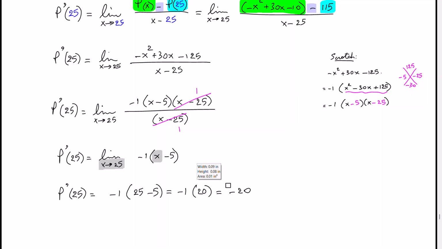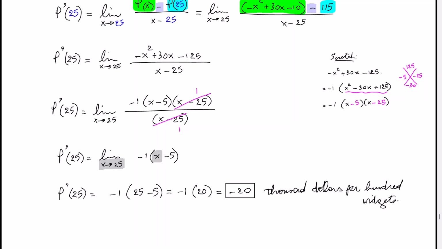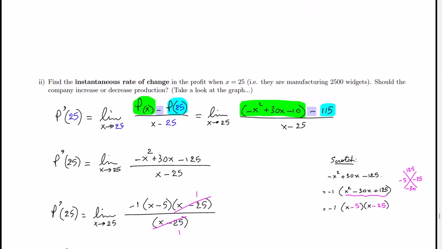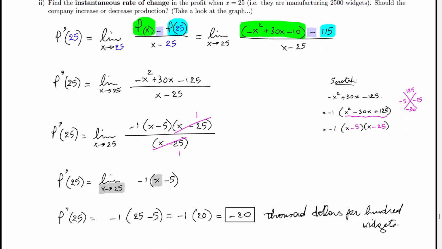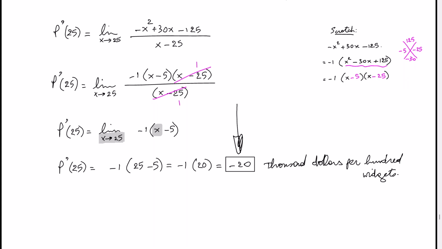So the slope of the tangent line when x is equal to 25 is actually negative 20. I also added the unit, which is thousands of dollars per hundreds of widgets. So the slope is negative, and there's a follow-up question here, which is should the company increase or decrease production? And they're telling me to look at the graph. But right off the bat, I'm seeing that the answer here is negative, and that's bad news. That means they're losing money when they're making this many widgets.